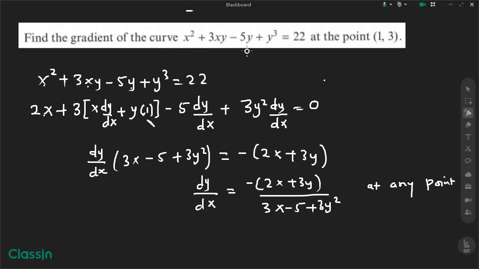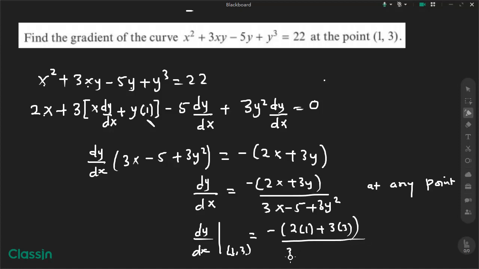So the question says, find the gradient of the curve at the point (1, 3). Clearly, at this point, the value of x is 1 and the value of y is 3. So we can substitute x equal to 1 and y equal to 3 into the gradient of the curve. That becomes 2 times 1 plus 3 times 3, divided by 3 times 1 minus 5 plus 3 times 3 squared.